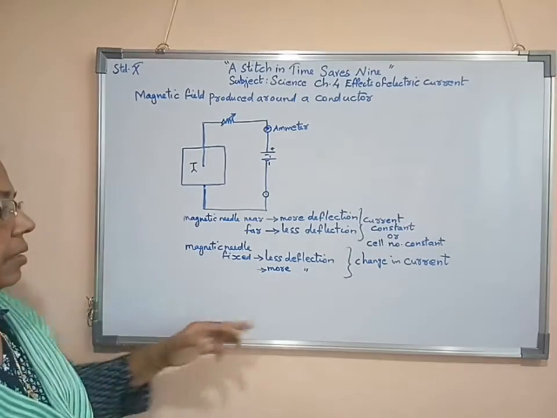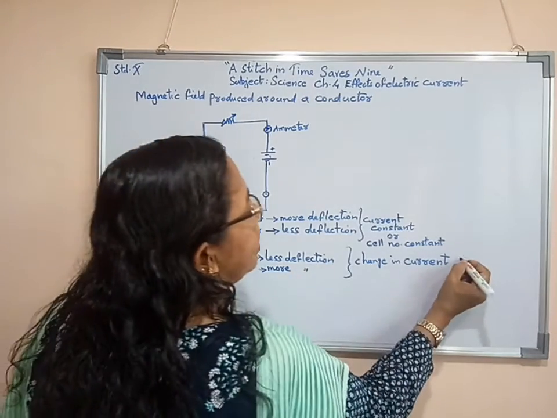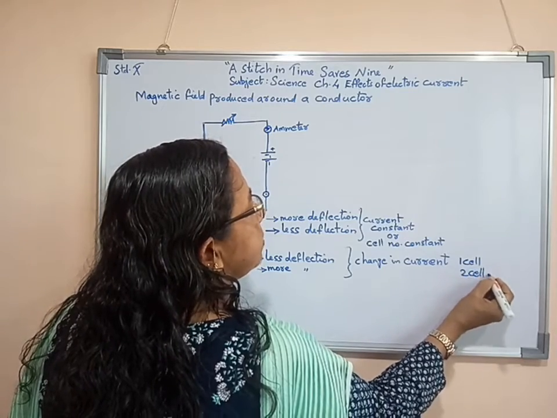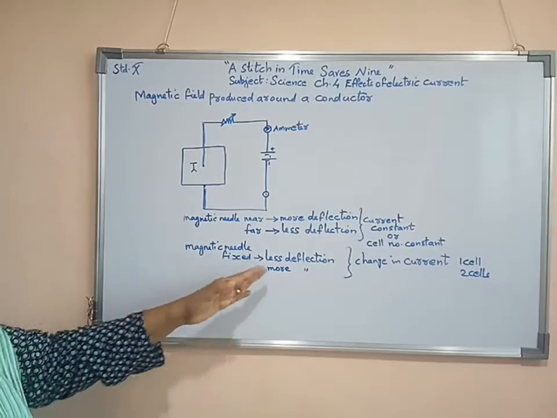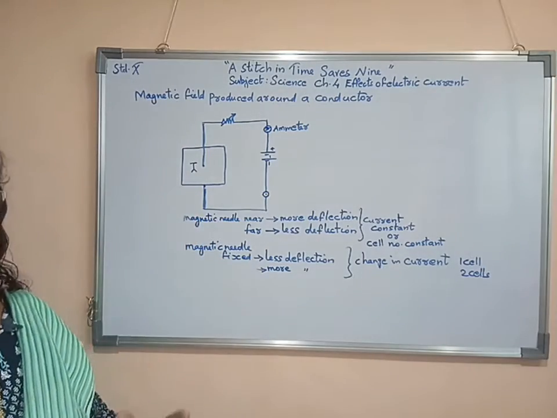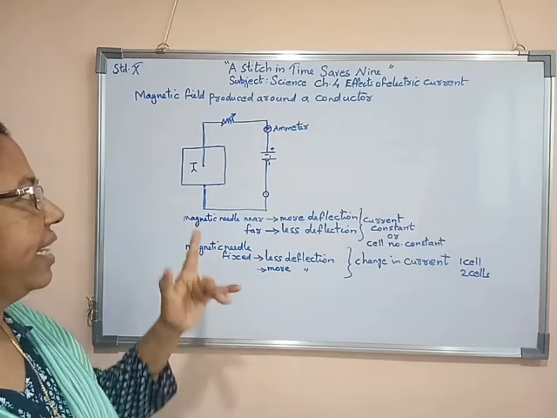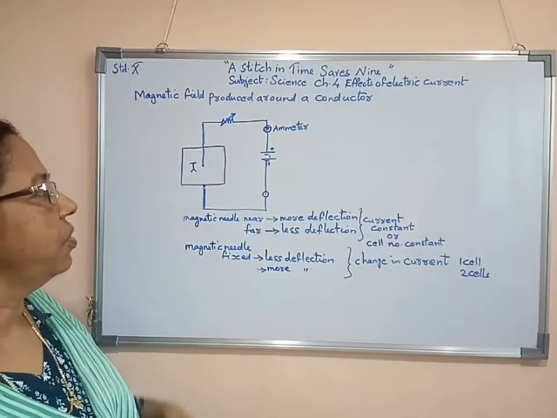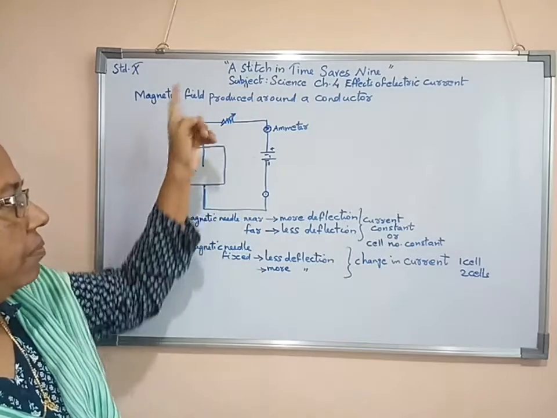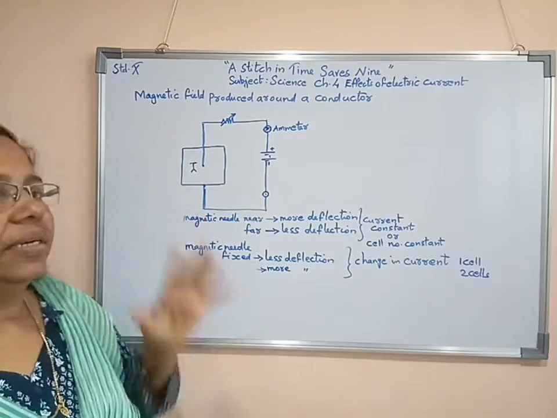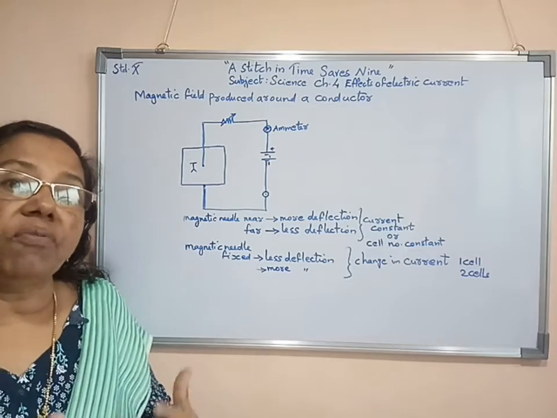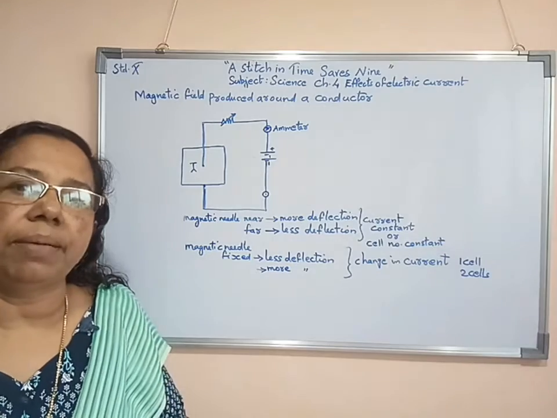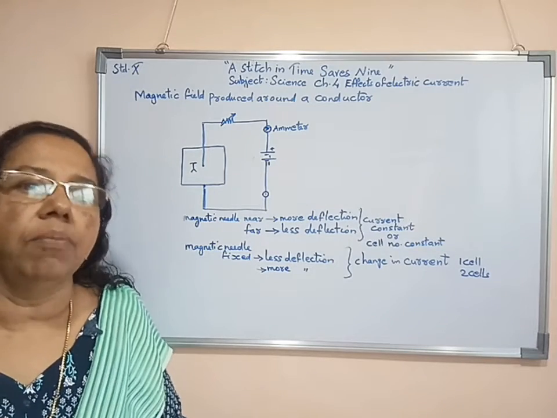If you are keeping current, first I kept one cell, the second time I am keeping two cells. So we can find that the deflection shown by the magnet is more. The magnetic needle we are not changing, we are keeping it in a fixed condition, but we are changing the current flow. When we increase the flow of current, we can find that the deflection shown by the magnetic needle is more.